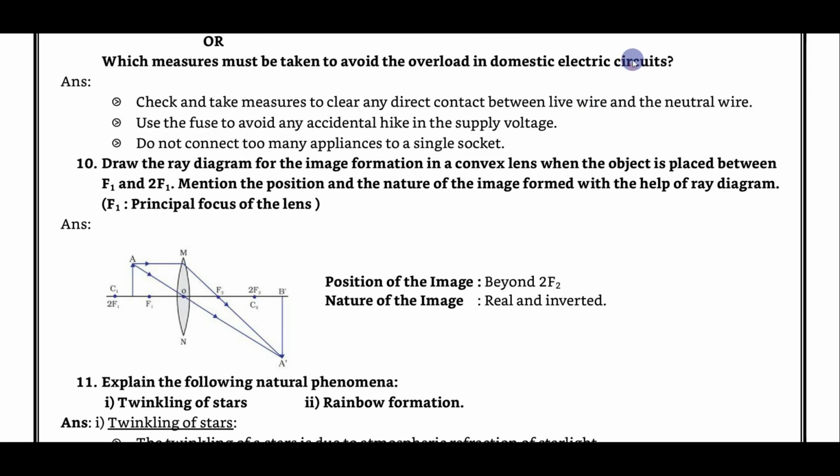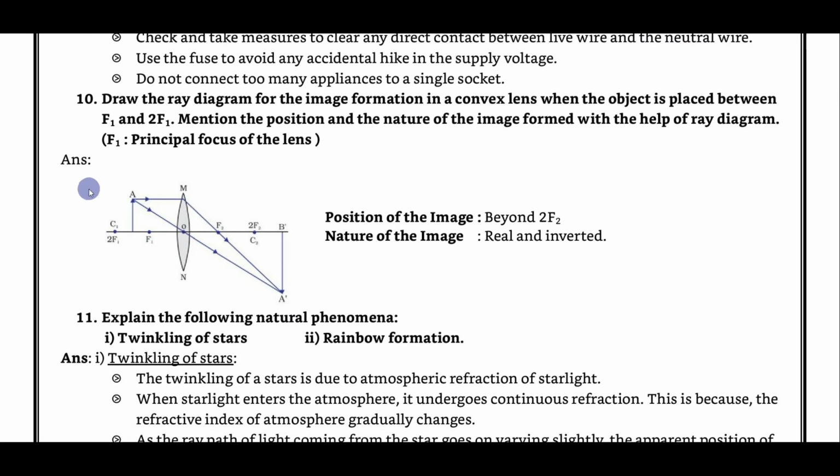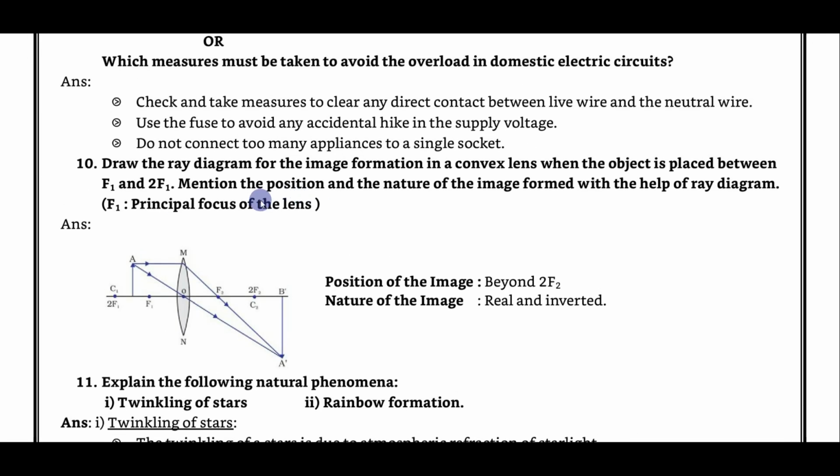Next question, ray diagram. Diagram for the image formation by a convex lens. When the object is placed between 2F1 and F1, the image is formed beyond 2F2. The image is real and inverted, and it is also enlarged.